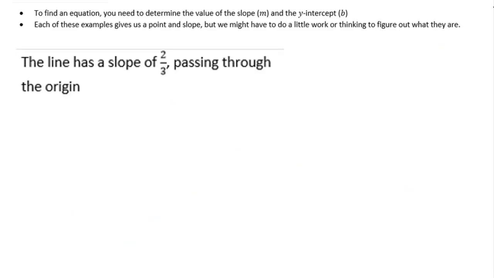Okay. To find an equation of any line, let's just remember what we need. We need to find two things. We need to find the slope, m, and the y-intercept, b. Unless, of course, it's our two weirdos, the horizontal and vertical. We got to think a little outside the box.